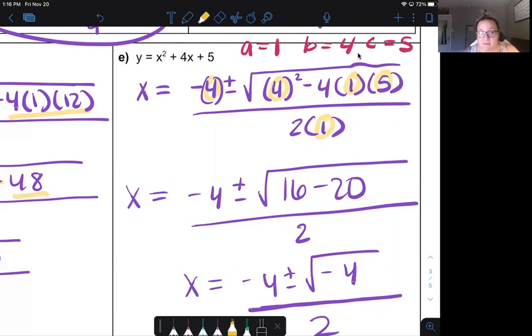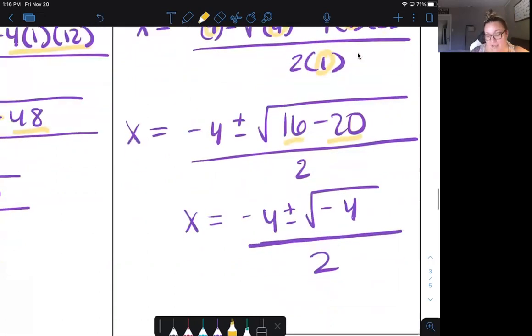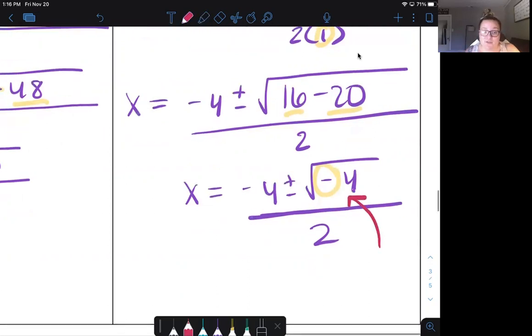When you simplify what's under the radical, 4 squared becomes 16. Negative 4 times 1 times 5 is negative 20. Well, then 16 minus 20 is negative 4. We have a negative under the radical. We haven't really gone over in Algebra 2 yet what to do with a negative when it's under a radical. But what we have talked about before is that when this happens, that means that you have an imaginary solution.